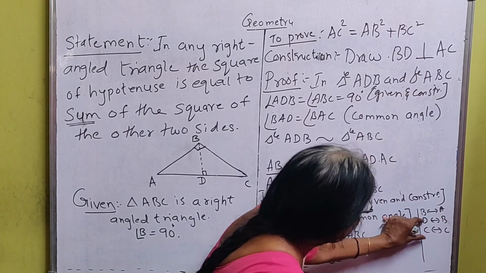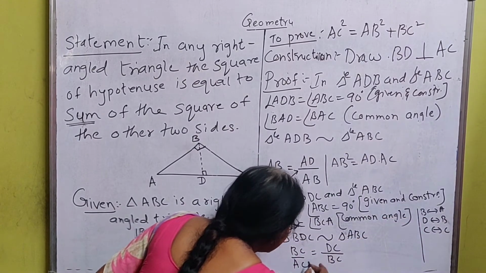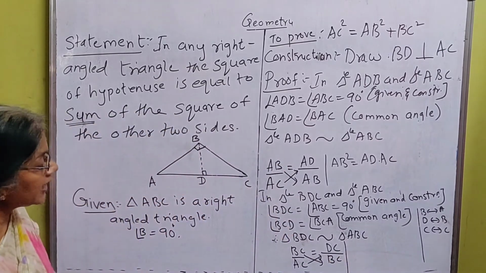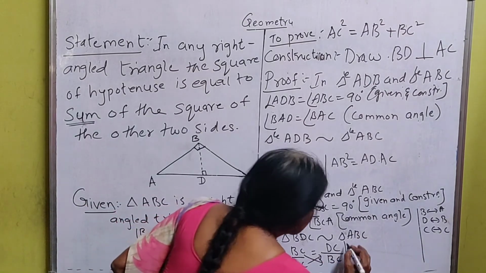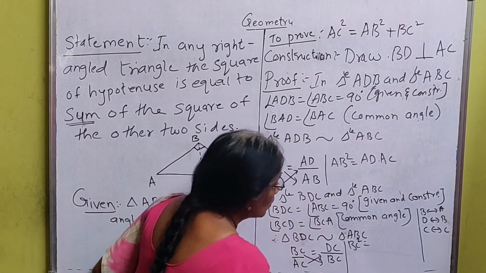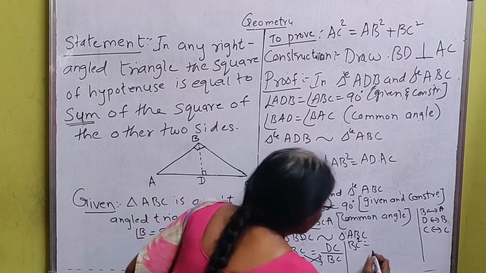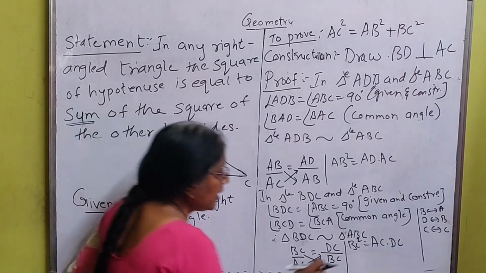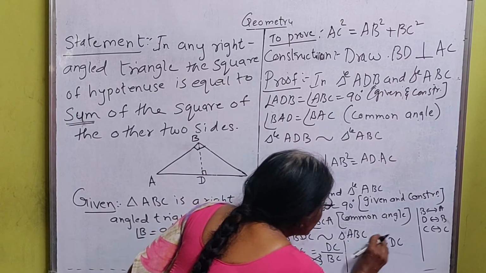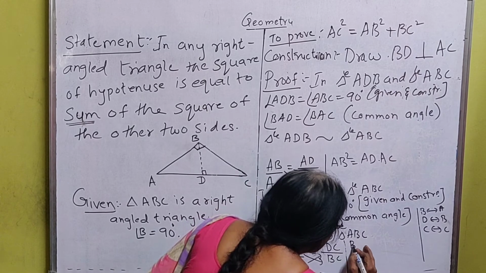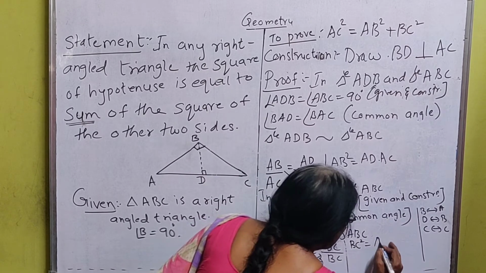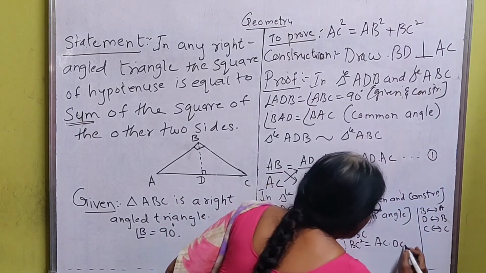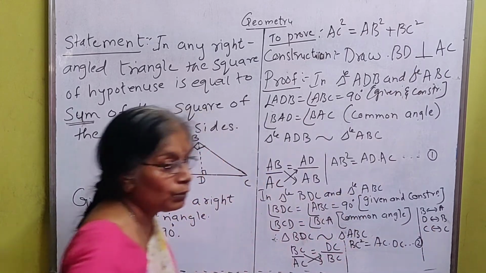In BC over here, what shall I get it as? DC. Cross multiplication. So by cross multiplication, what shall I get it as? BC square is equal to AC into DC. Very important. If you are not able to see this properly, once again I will write it down. BC square is equal to AC into DC. This is equation number 1 and this is equation number 2.